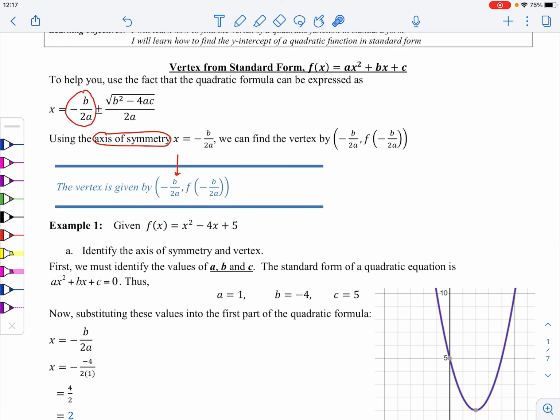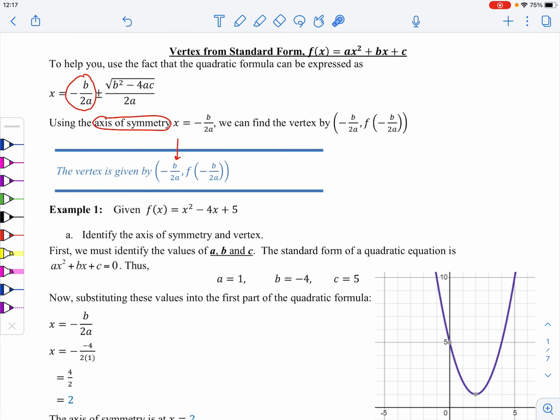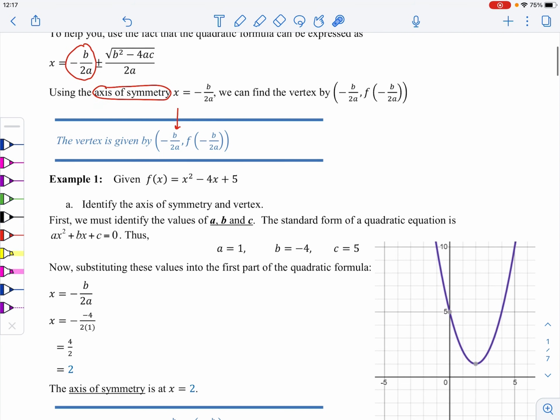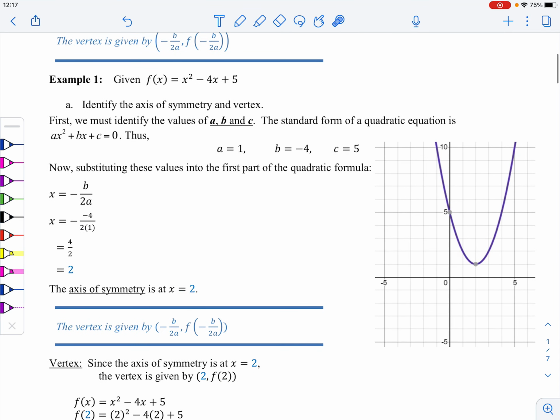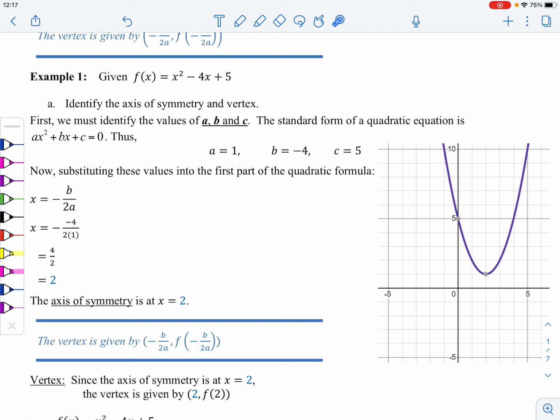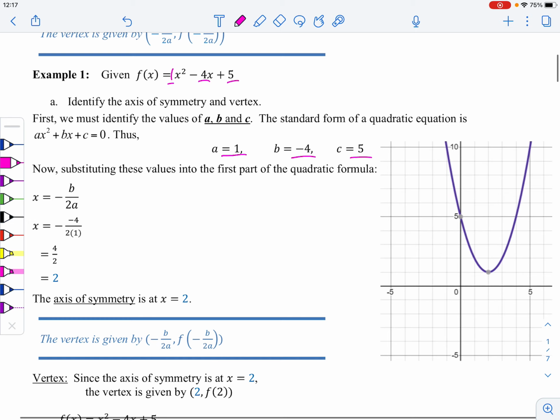Okay, so we can tell what the axis of symmetry is, the x value of the vertex. We can substitute that into the equation to find our y. Just look at these examples. For these ones, a is 1, b is -4, c is 5, from our equation here. We're just using the first part of the quadratic formula, negative b over 2a. All we gotta do is substitute our b and a.